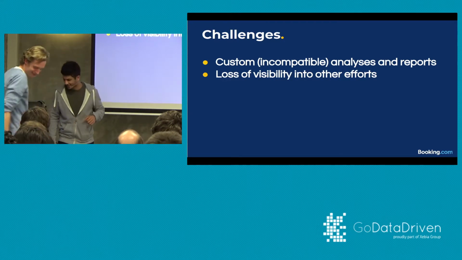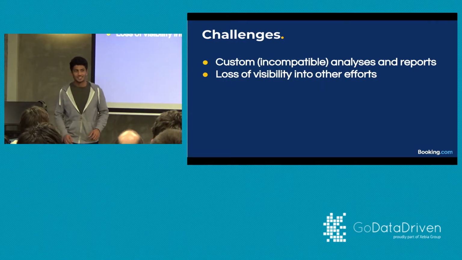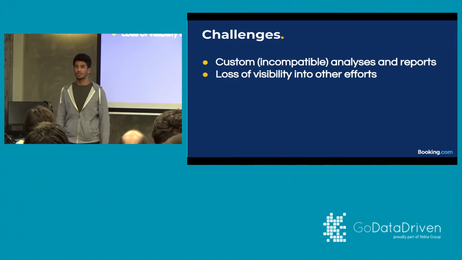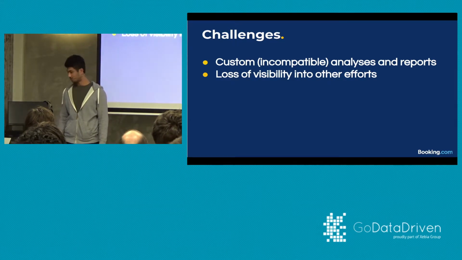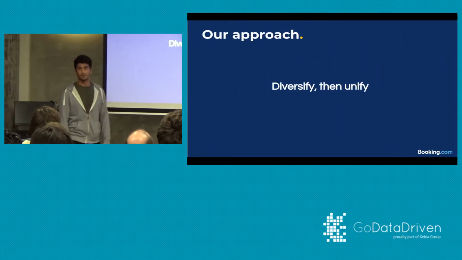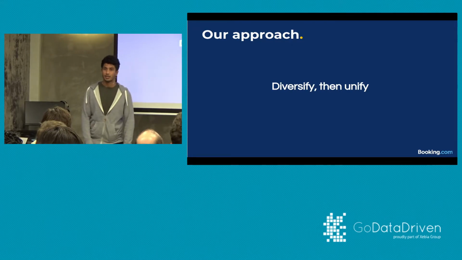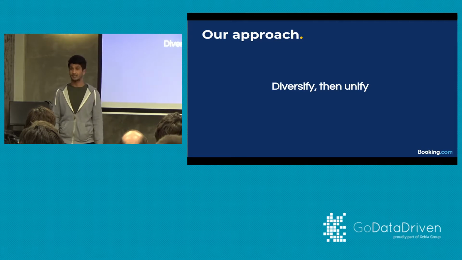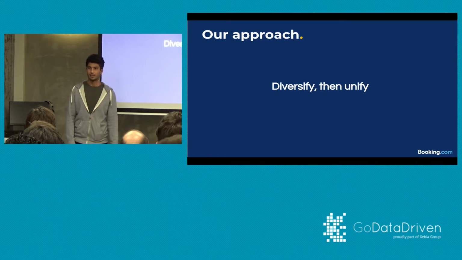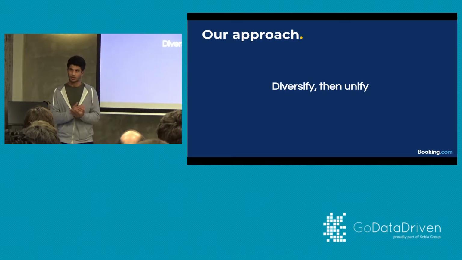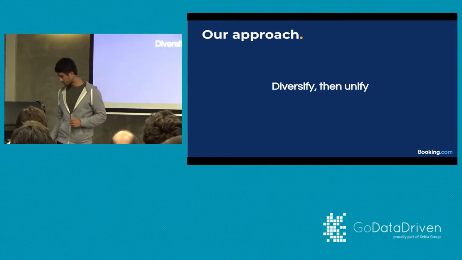Okay, perfect. Better. So yeah, we lose this ability of learning from each other if we allow complete anarchy, right? So those are the challenges. And our approach that we have tried in multiple teams at Booking and also at the experiments team can be summarized like this: diversify, then unify, right? We allow as much decentralization as possible, but with a strong requirement that there is unification.